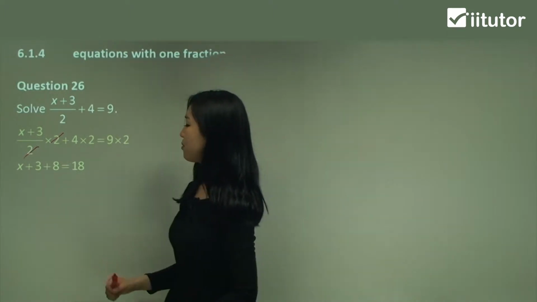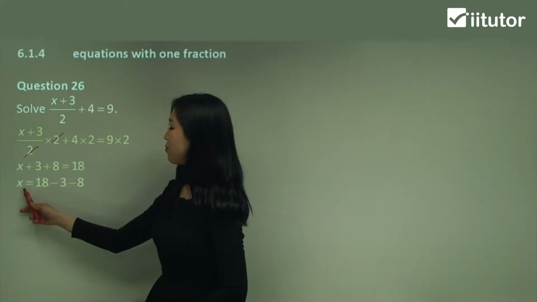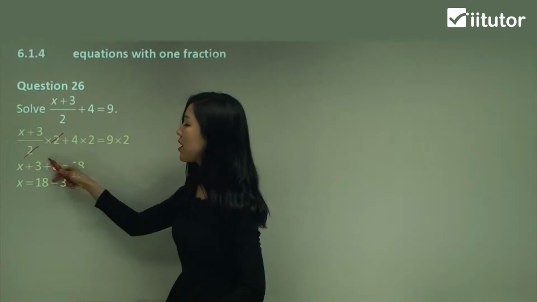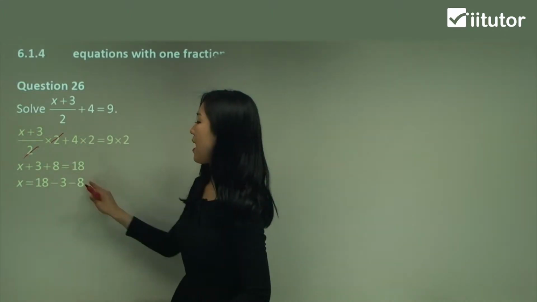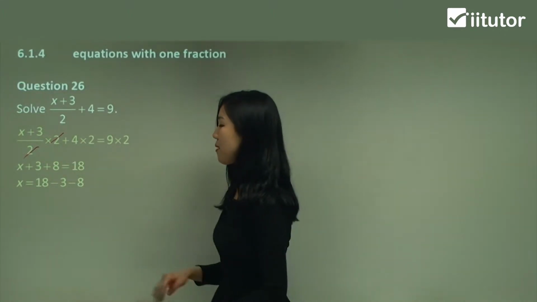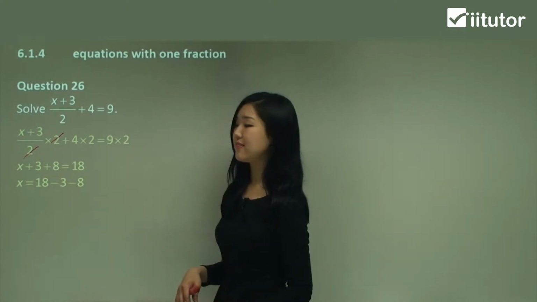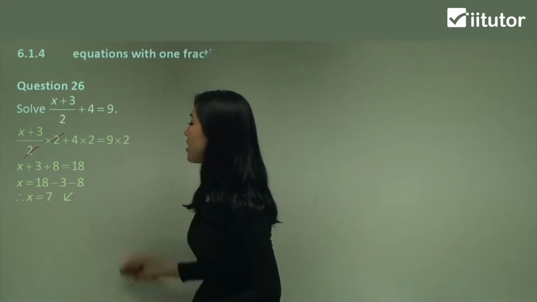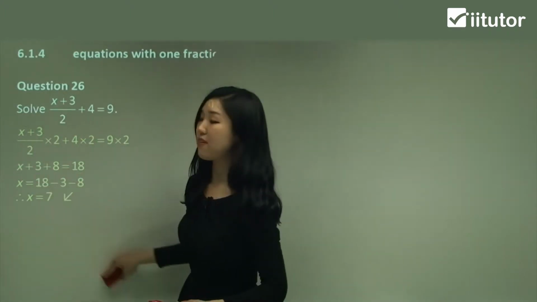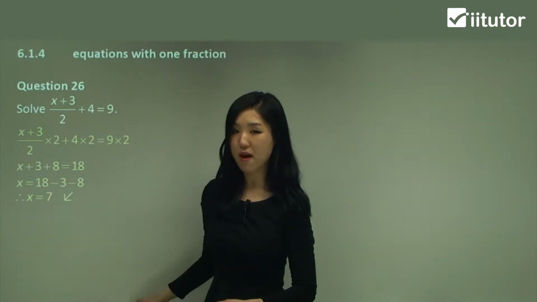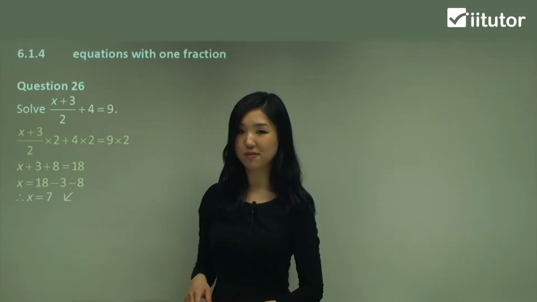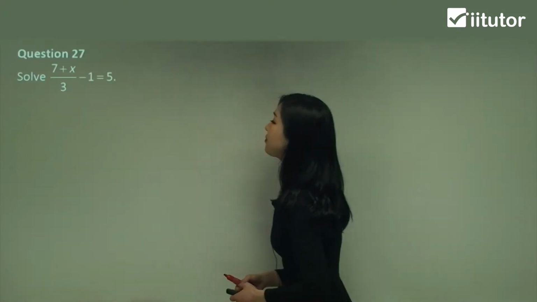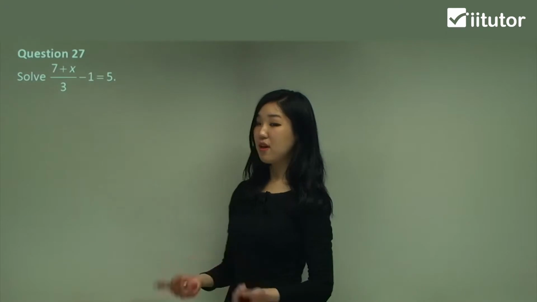Okay, so now simplify. So x will just be 18 minus 3 minus 8. So move the 3 and the 8 over to the other side by making them opposite signs. And that should be 7. So x is 7. The key thing here, guys, is to identify the denominator and multiply by that denominator to everything in the equation.